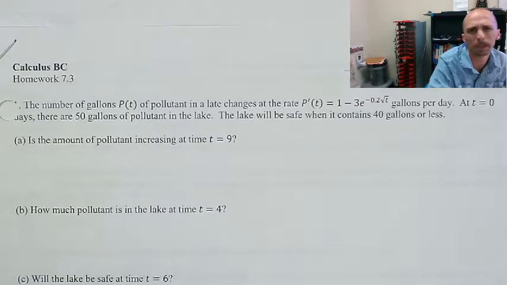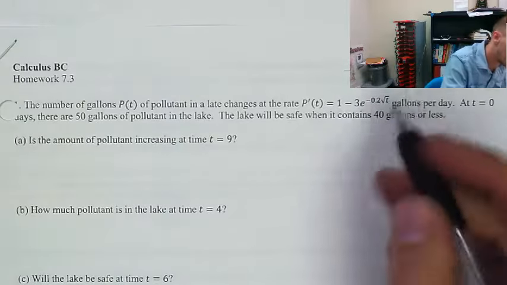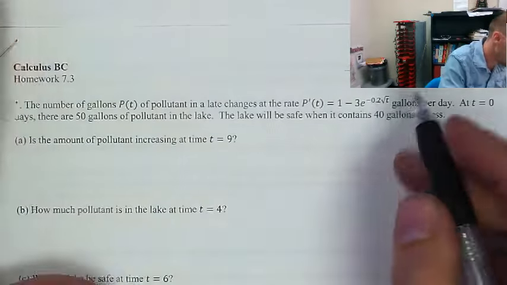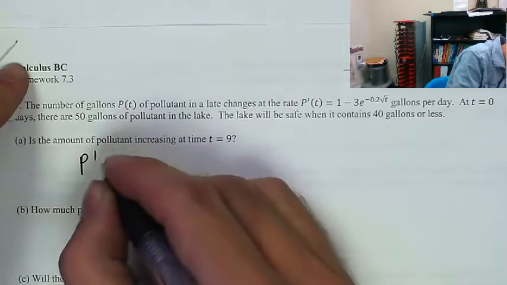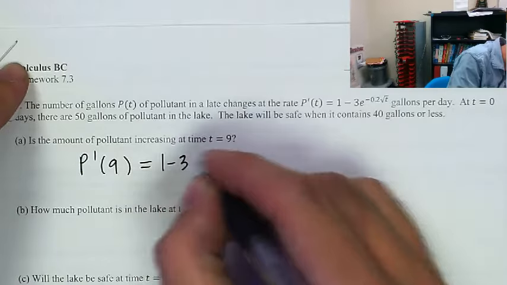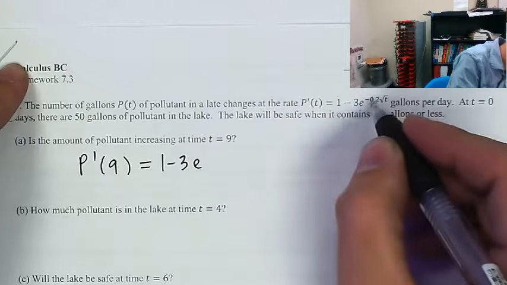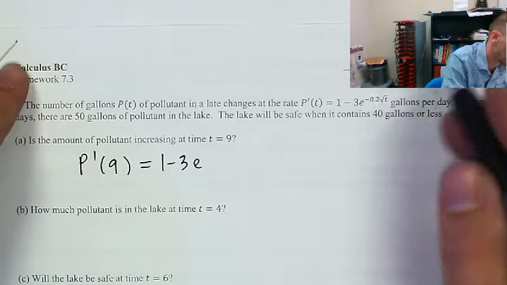Or I guess really, maybe this derivative can be positive sometimes and negative other times, it looks like. I'm not going to think about it too hard. So, is the amount of pollutant increasing at time T equals 9? Well, P prime of 9 is 1 minus 3 e to the negative 0.2 times the square root of 9, which is 3, so that would be e to the negative 0.6.